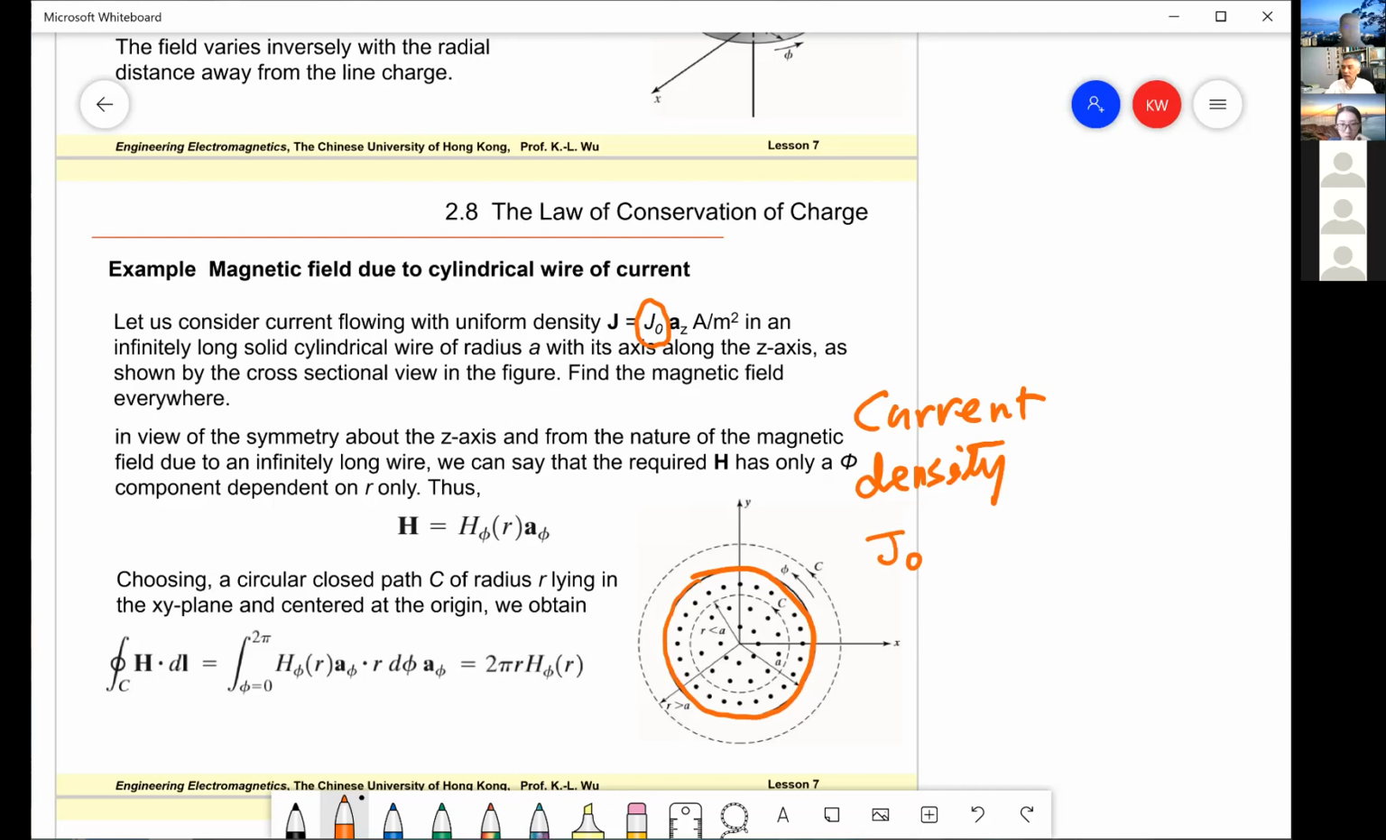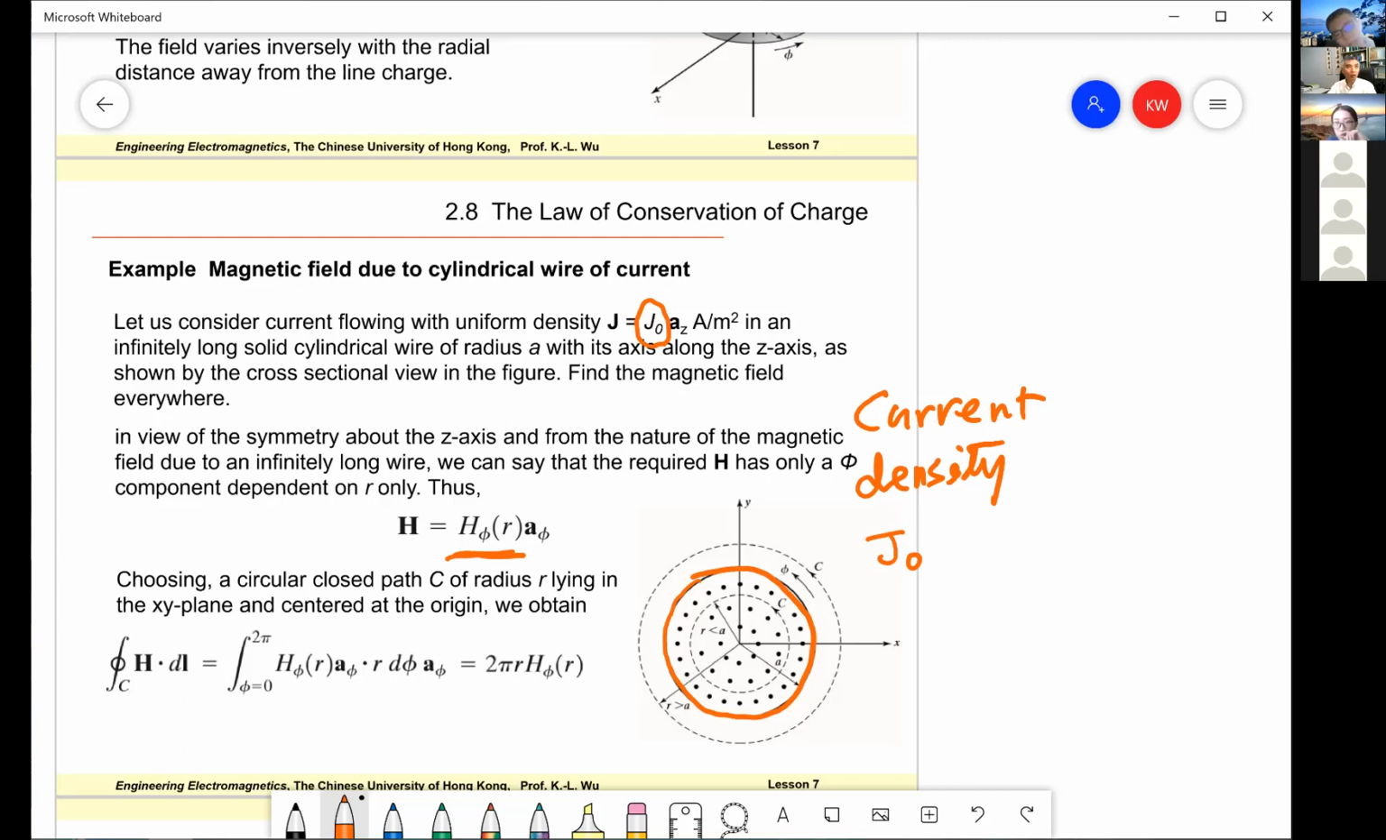The current density is constant. What we would like to find is the magnetic field around this uniform current density, infinitely long. Again, it's infinitely long, right? Because when we deal with infinitely long, we have some advantage, so we know the magnetic field must be only in the phi direction.